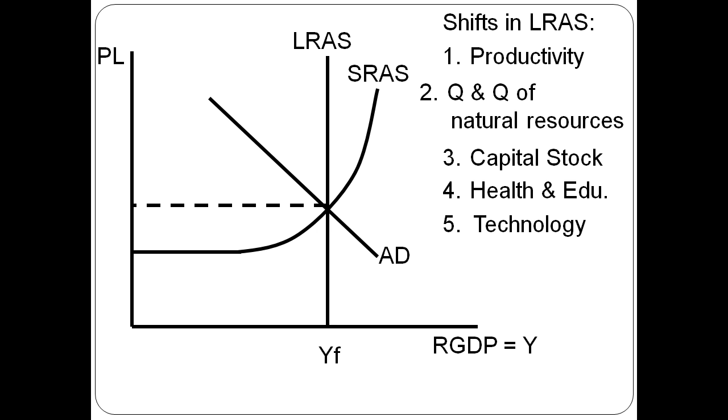And that is true. Those five things that shift the long-run aggregate supply curve will actually shift a production possibilities curve to the left or to the right. So let's say you had an increase in productivity, quantity and quality of natural resources, capital stock, health and education, and technology. Any of that, actually, would shift the long-run aggregate supply curve to the right.